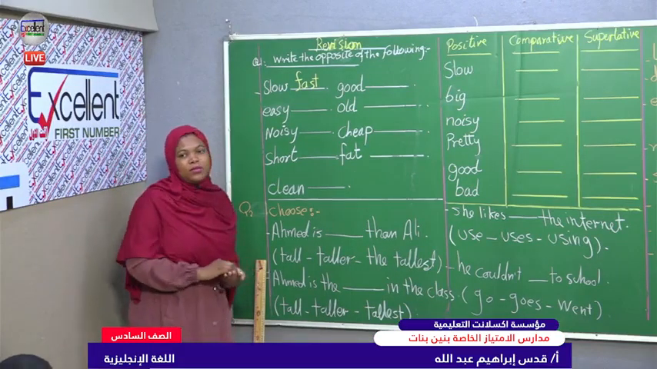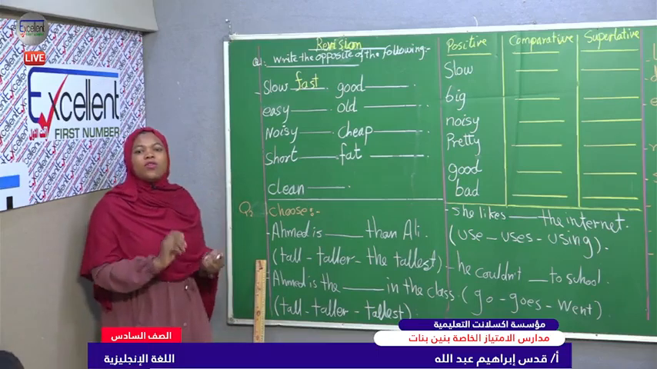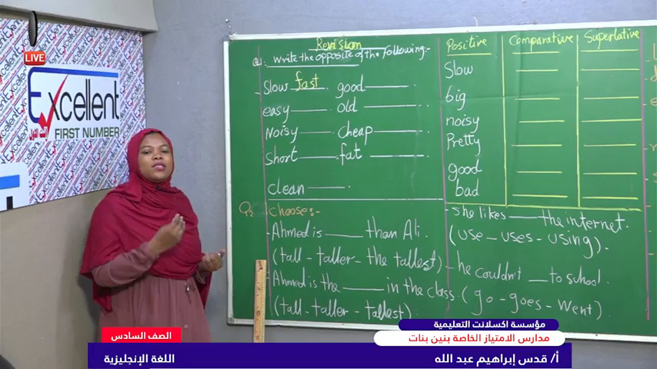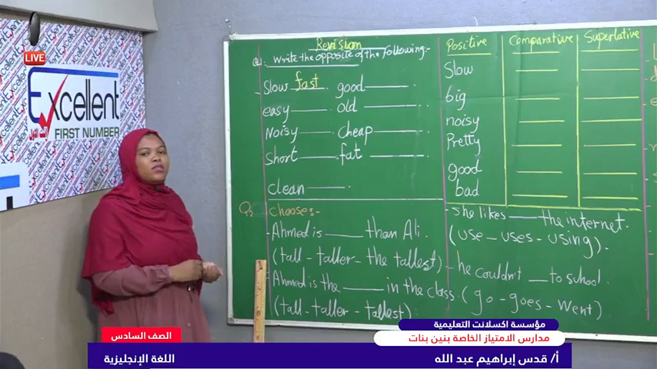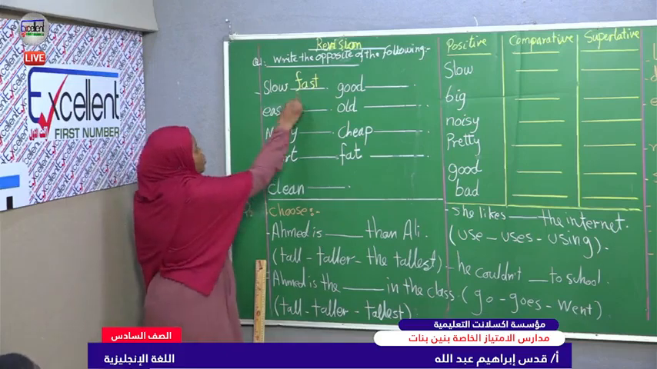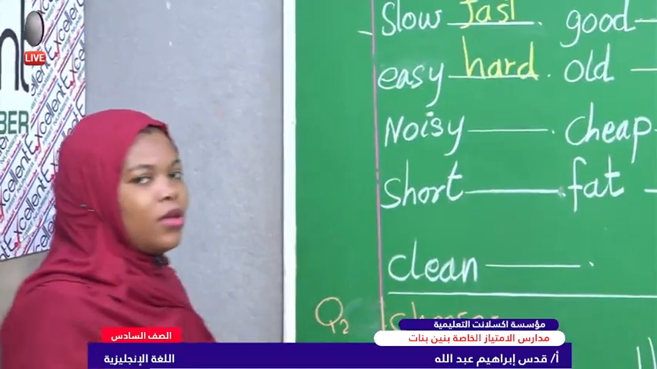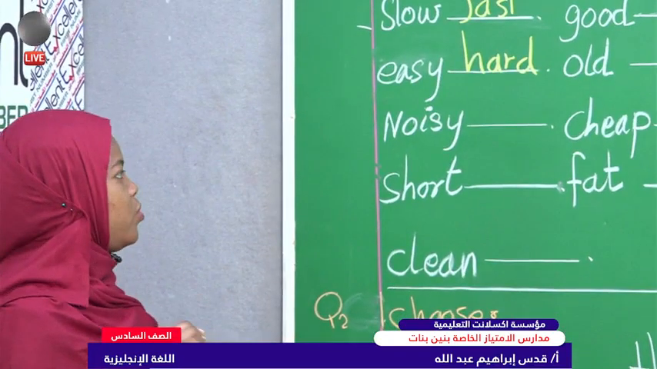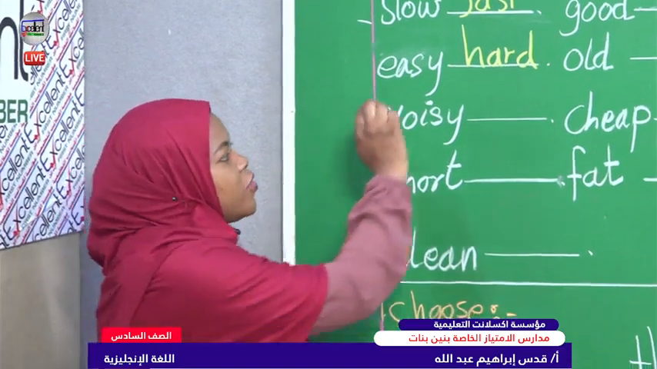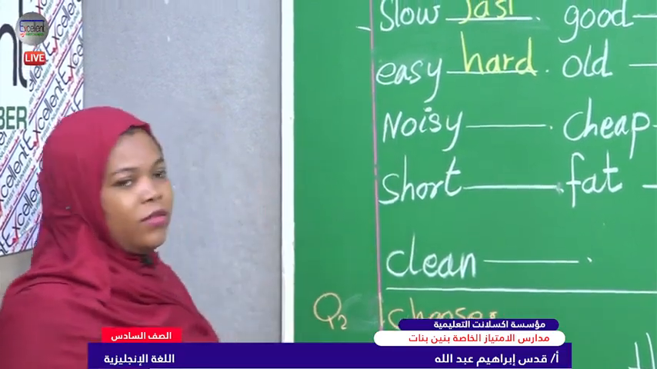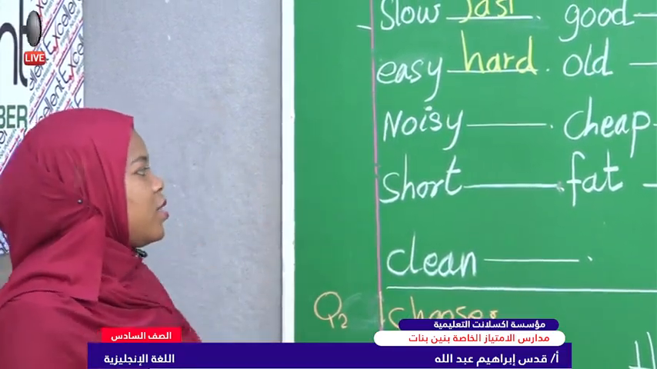Easy. What's the meaning of easy? سهل. The opposite of easy is hard. صعب. Hard. As we said, you must memorize the right spelling of the adjective. لازم تحفظ الspelling الصحيح.